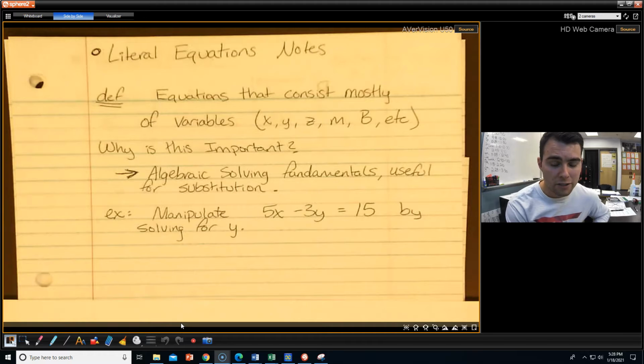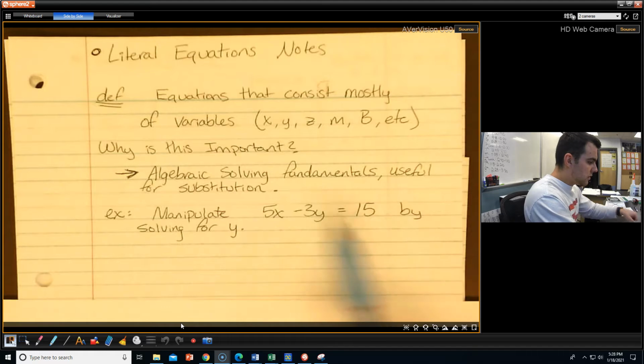Literal equations are equations that consist mostly of variables. They're just letters, and there's barely any numbers involved. So it really comes down to you knowing your algebraic fundamentals to solve for certain things. We're going to talk about that for a little bit, okay?